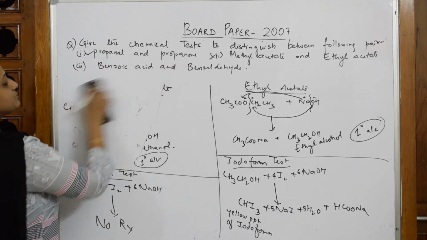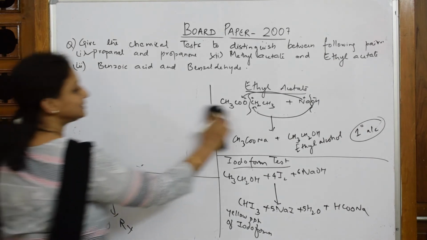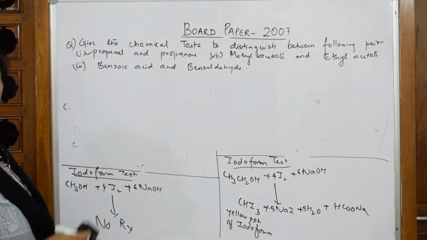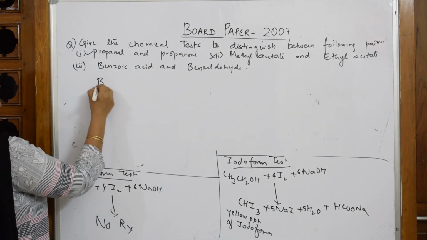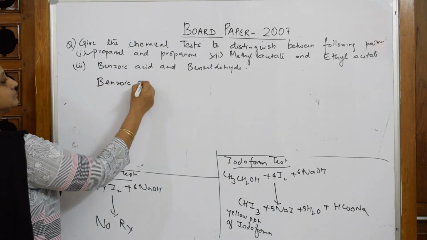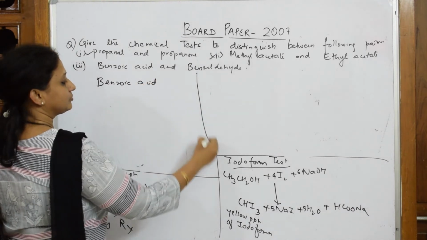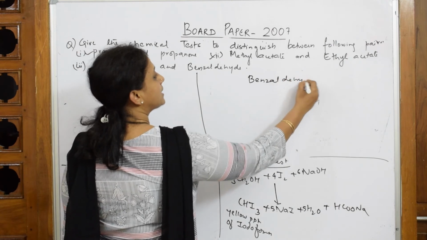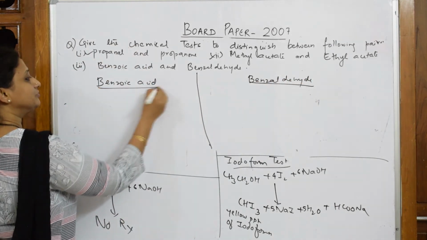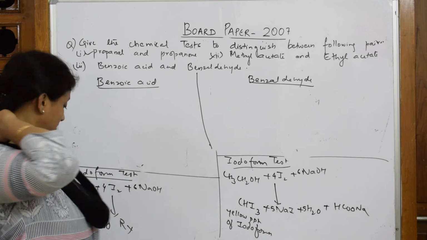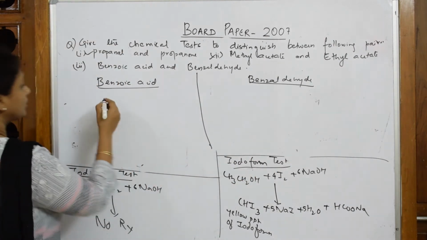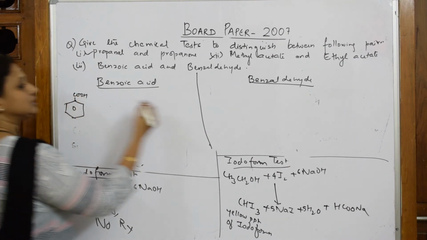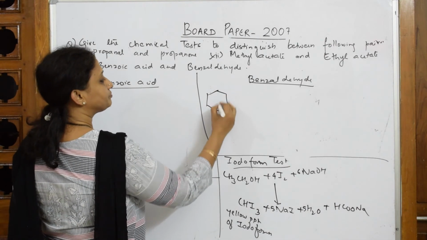I have to differentiate between benzoic acid and benzaldehyde. Let us take the third one: benzoic acid and benzaldehyde. Again, this is which group? Acidic group. And here, which group is this? Aldehydic group. So write the formula, here again write the formula for both.